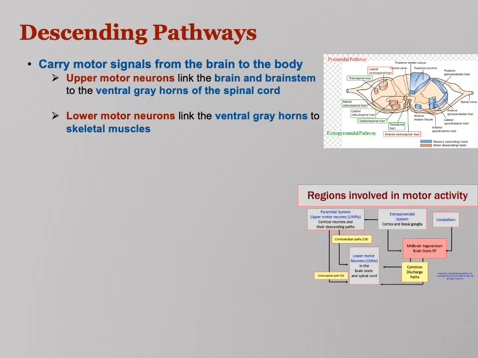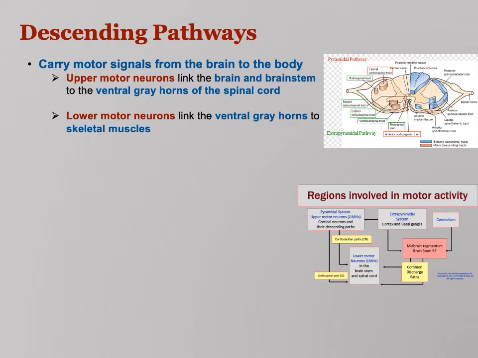The upper motor neurons are the ones that are coming from the brain going down to the ventral gray horns. Remember, I've been asking this since the first week we did the nervous system. I said, where are the cell bodies of spinal neurons? And those were in the ventral gray horn, remember? So the upper motor neurons are coming from the brain to the ventral gray horn, and then the lower motor neurons are going from the ventral gray horn out to the skeletal muscles.